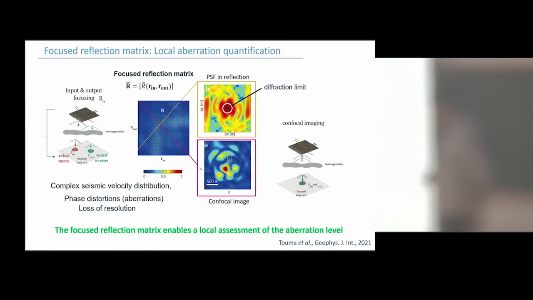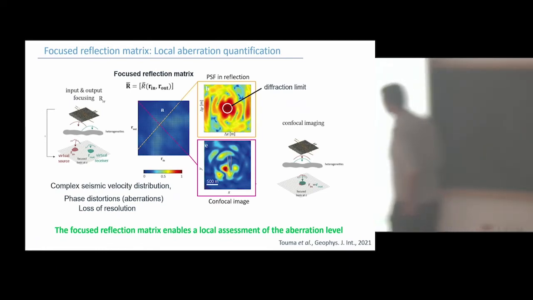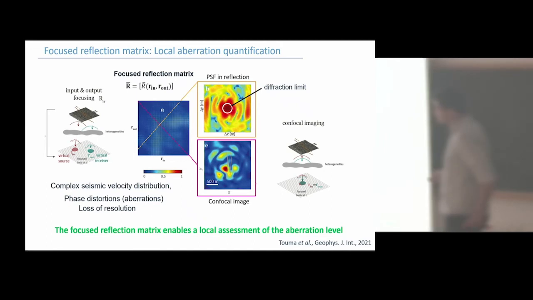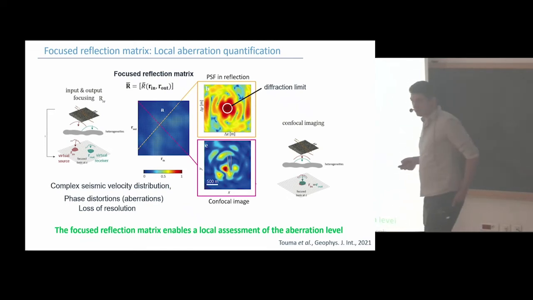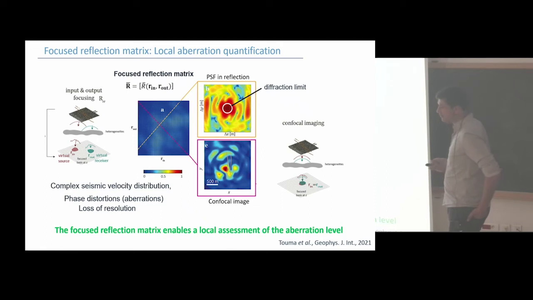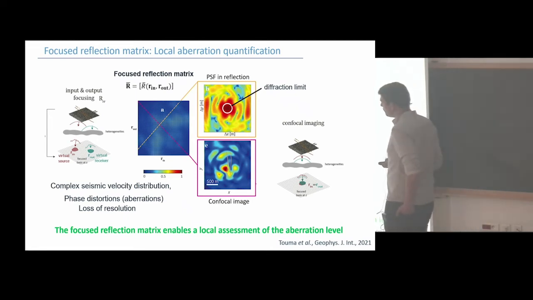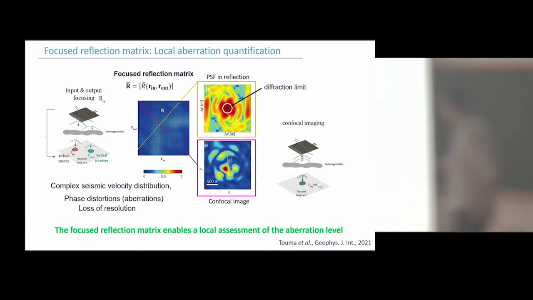But on top of that, now we can study the focused reflection matrix and look at the different information that you have in this reflection matrix. So here it's R in, the position of the input focusing point, and R out, the position of the virtual receiver. Remember that if we had no aberrations or multiple scattering, if everything was perfect, all the energy would be along this diagonal. This is far from being the case here, and actually it's much worse than in ultrasound imaging. So if you want to build an image of the medium, you can look at the diagonal. You have a confocal image.